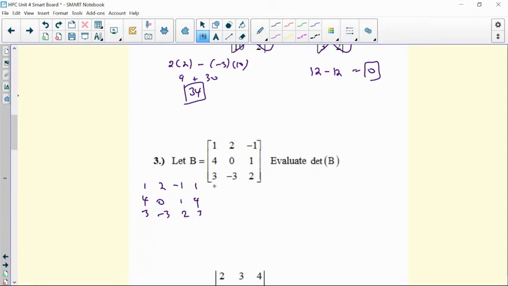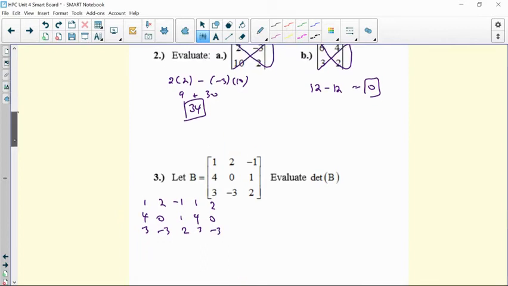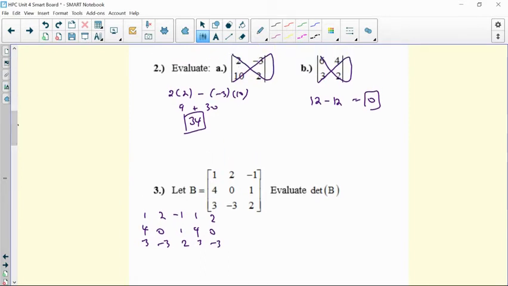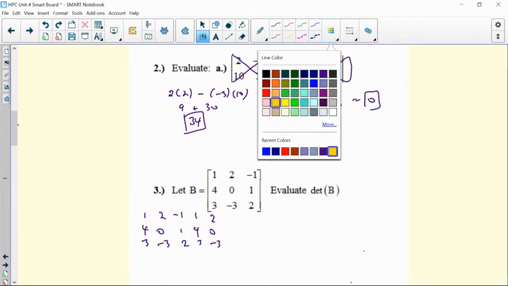And the second column, 2, 0, negative 3. So I'm just copying those columns next to them. And that's going to allow me to kind of mimic this guy going down the diagonal, but you're just going to have to go down all of the diagonals. So what I want to do is go down this diagonal.